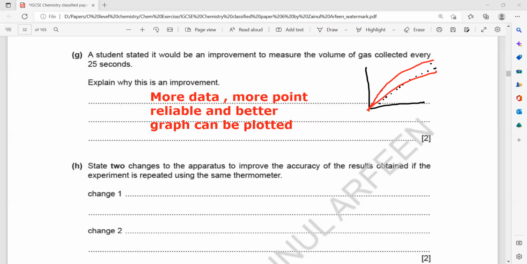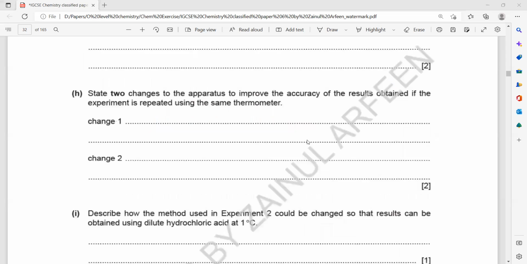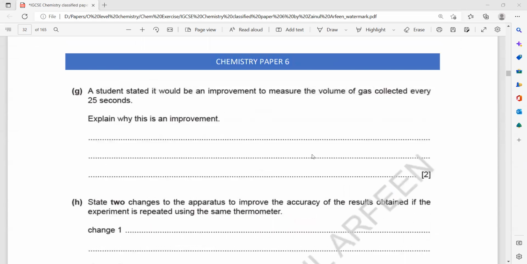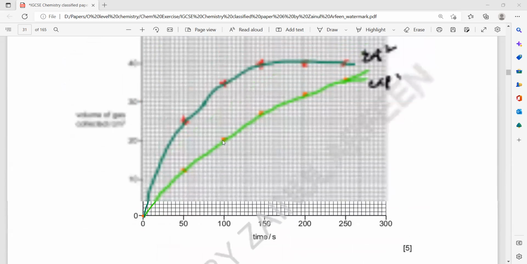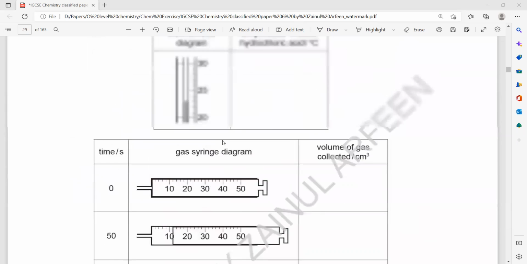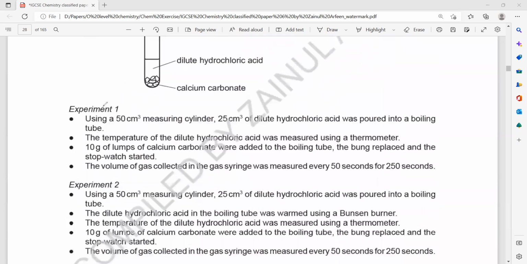The next one, they're asking for two changes in the apparatus. Whenever it is a temperature experiment and they ask for two changes in the apparatus, better go to the first page and you can find the answer. Two changes to the apparatus for improving the accuracy. If you read the first line in the experiment, we use a measuring cylinder. So we can use a pipette, it will be more reliable.